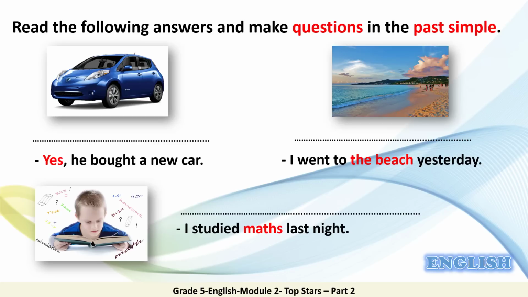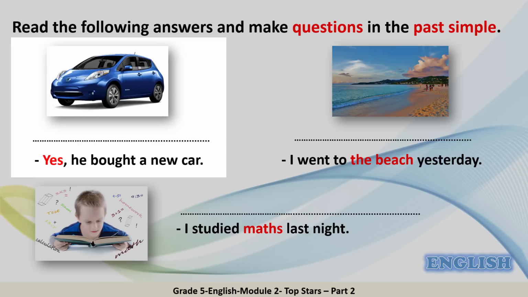Read the following answers and make questions in the past simple. So we need to read the answers and make questions in the past simple about the highlighted words in each sentence. The first one says, yes, he bought a new car. So this is a yes or no question. That means we need to follow the pattern did plus subject plus base verb.